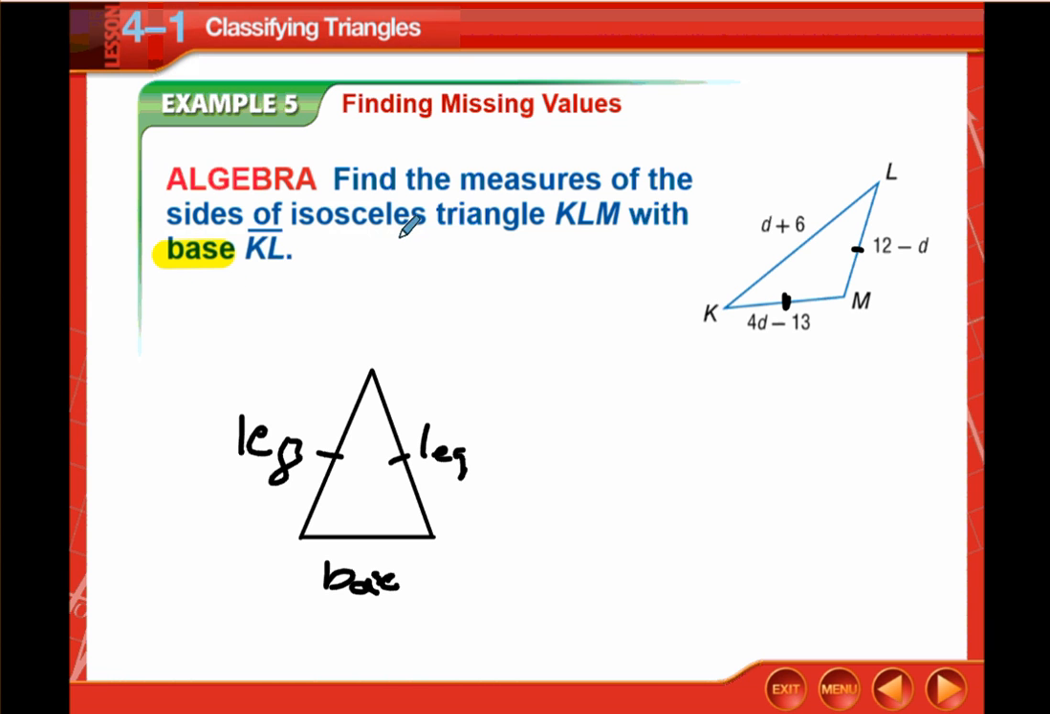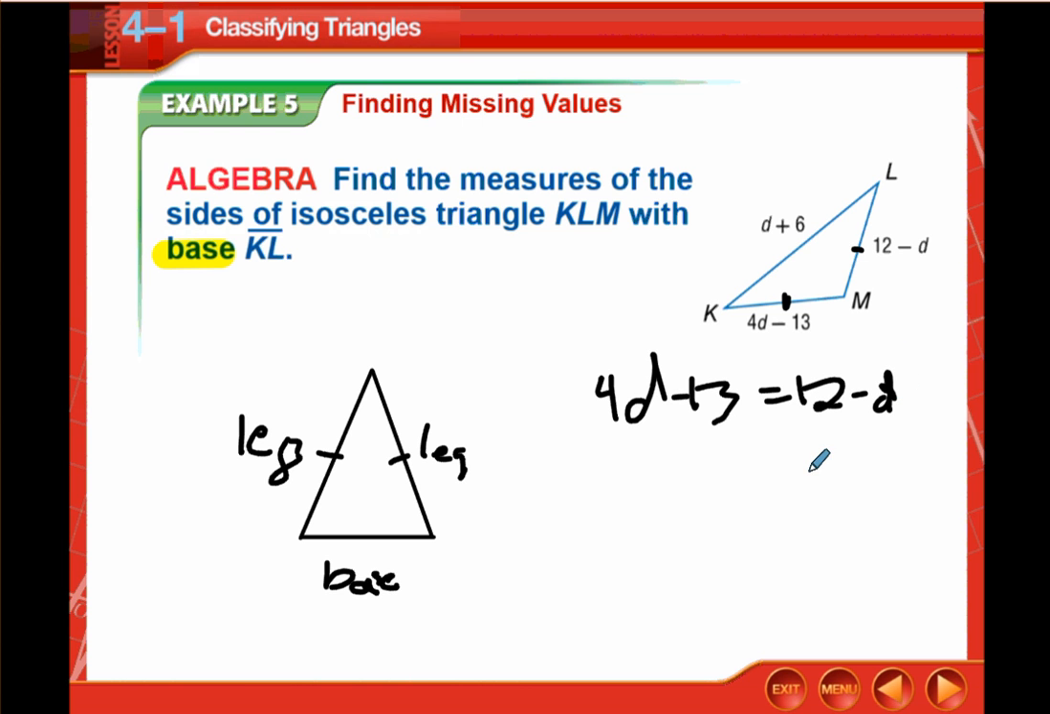Because what we need to do is write an equation. Since we have algebraic expressions for the sides, we need to write an algebraic equation. And so I need to use some true fact from this diagram to write that equation. And the true fact is that KM and LM are congruent to each other. So that means I can set their lengths equal. So 4D minus 13 must be equal to 12 minus D.